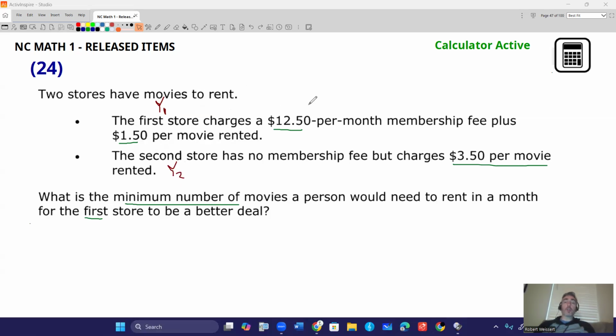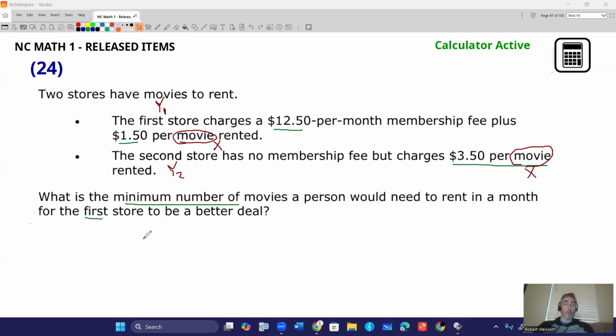The first store charges $12.50 per month membership fee plus $1.50 per movie. Now, movie is going to be your variable. How many movies do we have to rent? And notice that the second store charges $3.50 per movie. So the X is actually going to be the number of movies rented. The Y's just depend on the two stores.